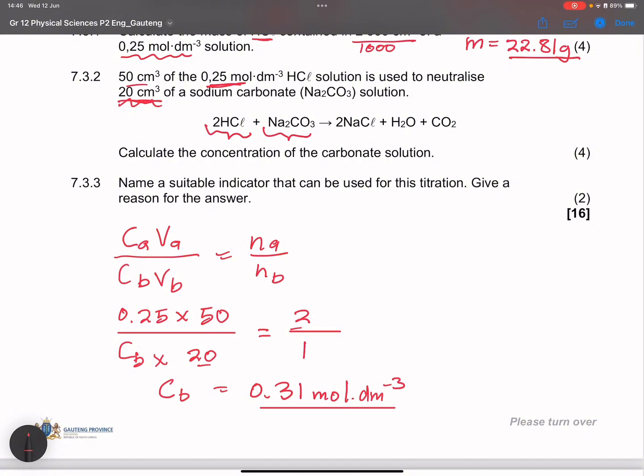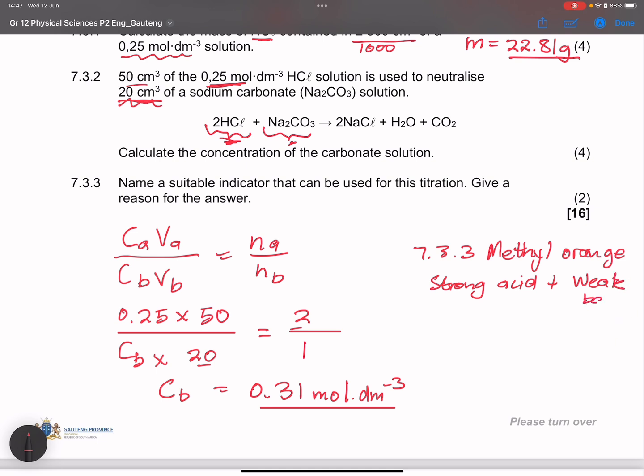Okay, so I would actually take methyl orange, right? Now you'll notice when you take methyl orange, or rather the type of indicator that it is in this case, because we've got a strong acid and a weak base, that would be suitable. So I'd say for 7.3.3 that would be methyl orange. And they said give a reason, because we've got a strong acid and a weak base.